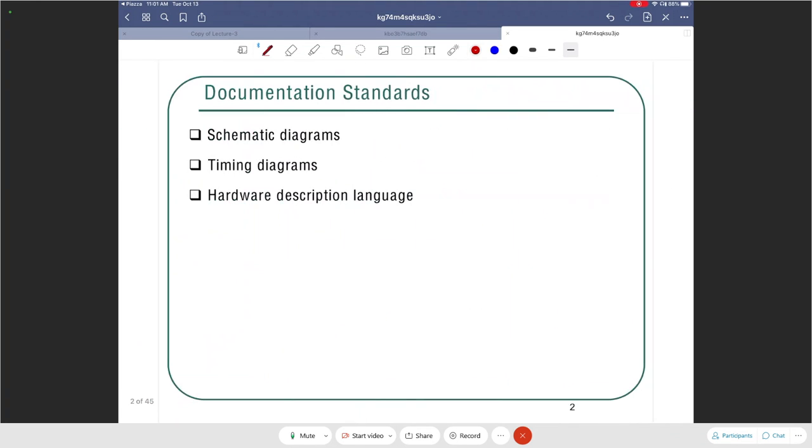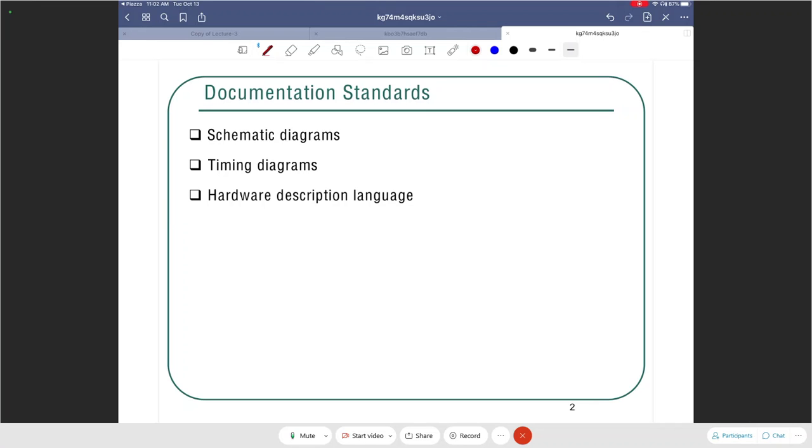Now, in order to understand and document our design procedure, we have a set of documentation standards. I'm not going to bore you with all the details because this can be a little bit of a dry discussion, so I'm going to go through this very briefly. The first thing you need to look at whenever you're trying to do a design is to draw a schematic diagram. This could be on paper or using some CAD tool.